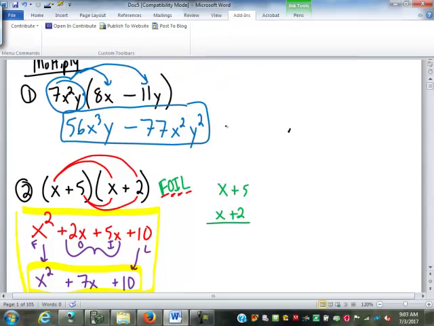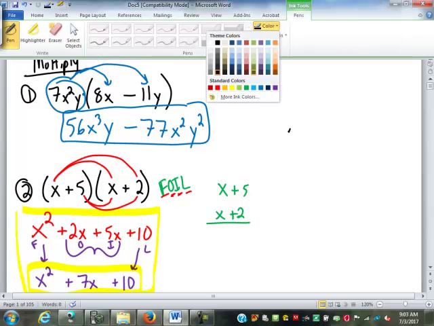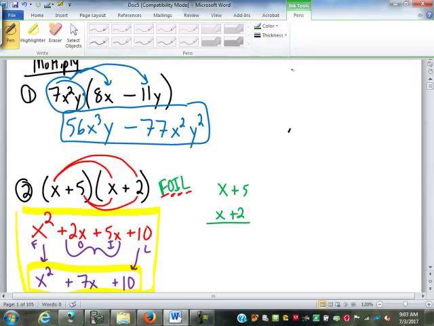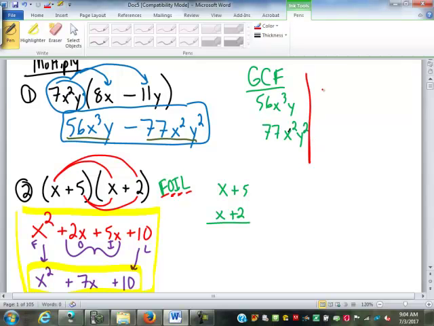I want to go back up to this first one. If I wanted to reverse that process, I would have to look at these two terms of that polynomial, that algebraic expression. And I would have to figure out what I could divide out of them. In other words, I would be looking for a greatest common factor for those two terms, 56 x to the third y and 77 x squared y squared. Now remember, the variable part's really simple. The numbers we can find by factoring if we want to.